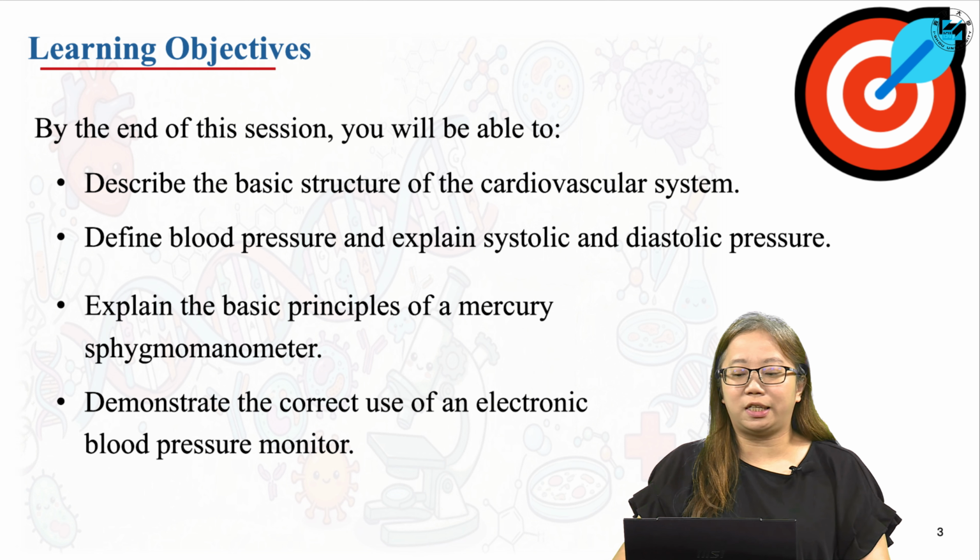The learning objectives of this course are as follows. By the end of this course, you should be able to describe the basic structure of the cardiovascular system. You should also be able to define blood pressure and explain systolic and diastolic blood pressures. In addition, you will learn the basic principle of a mercury sphygmomanometer. You will also learn how to correctly use an electronic blood pressure monitor.